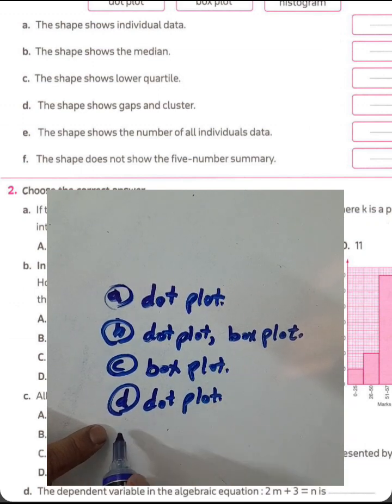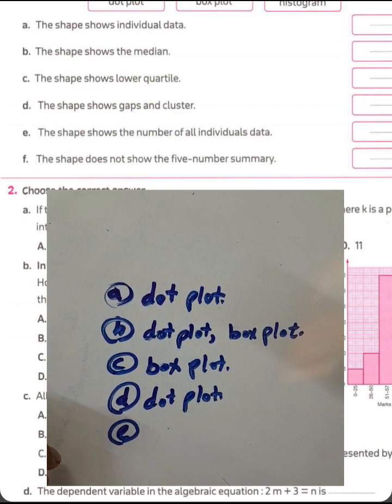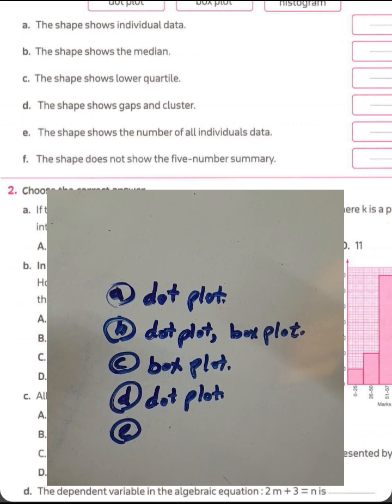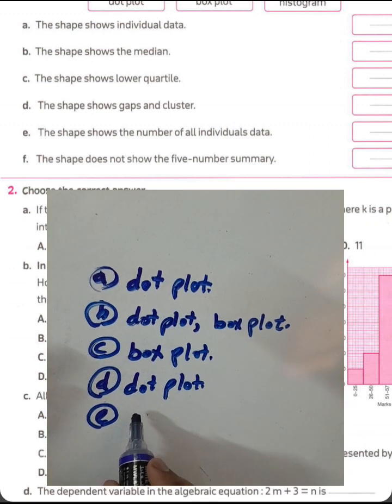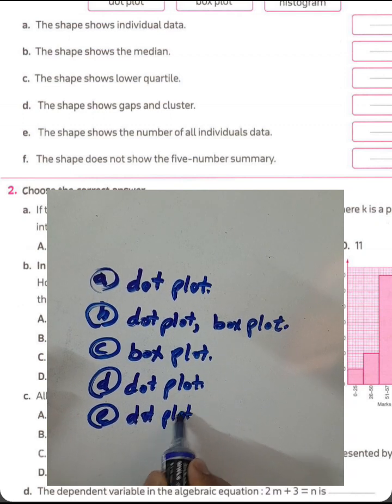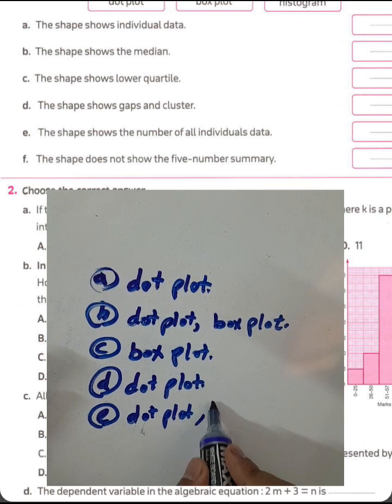Okay, question letter E. The shape: choose the number of all individual data. We can use the histogram or dot plot. Okay, dot plot or histogram.